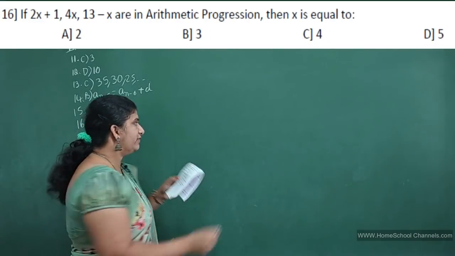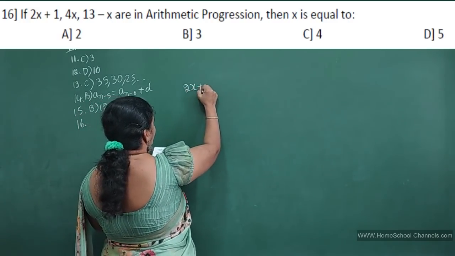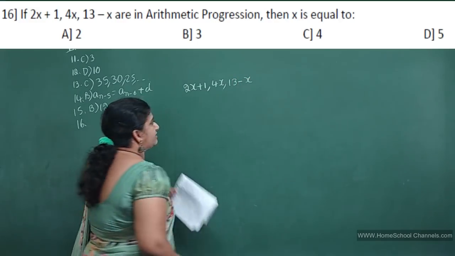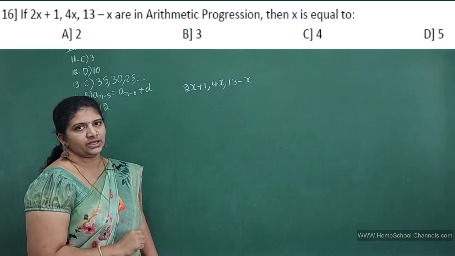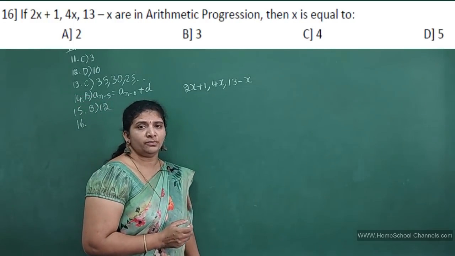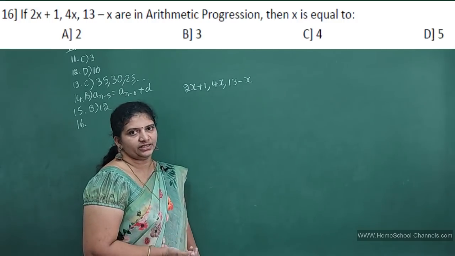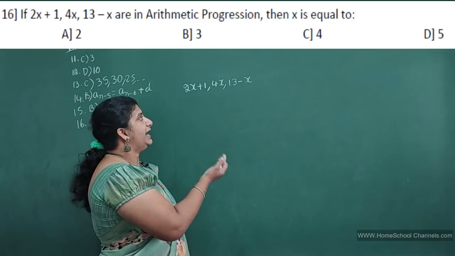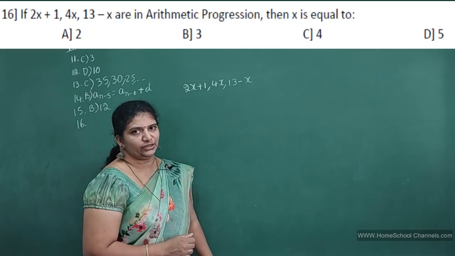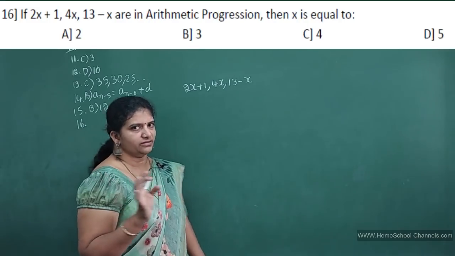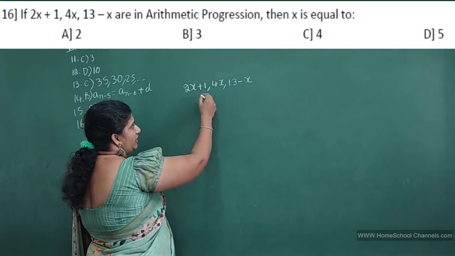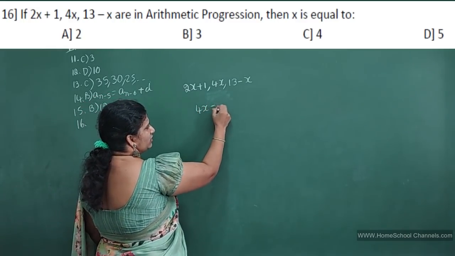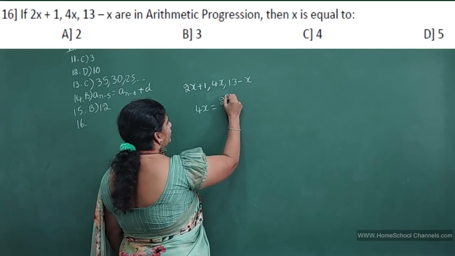16th one, if 2x plus 1, comma, 4x, comma, 13 minus x are in arithmetic progression, then x is equal to. This one, as I have said for you, by using arithmetic mean, you can find this. Or we know that these three terms are in arithmetic progression. A2 minus A1 is equal to A3 minus A2. Any of the methods, you get the same answer. Let me go with the arithmetic mean formula. What is your arithmetic mean formula?